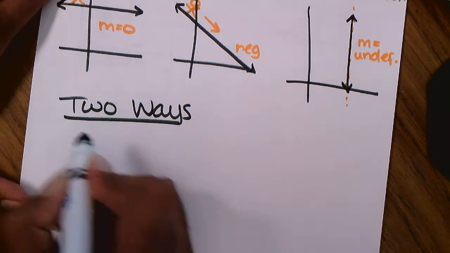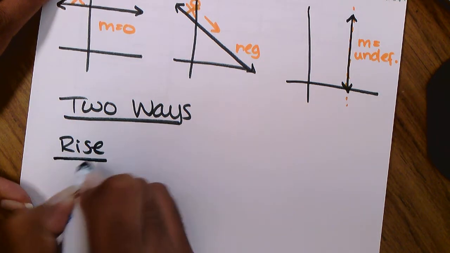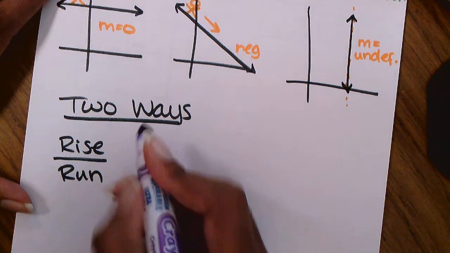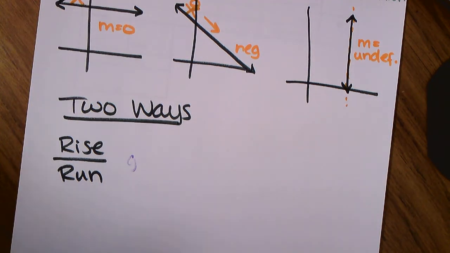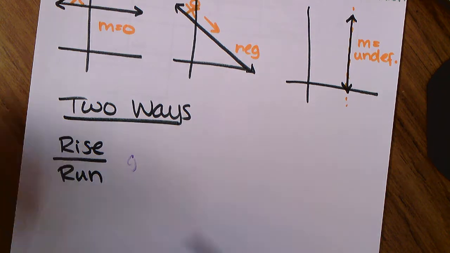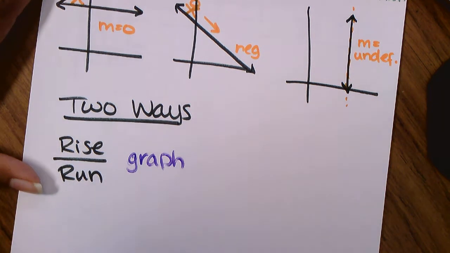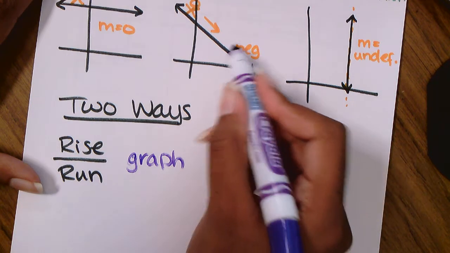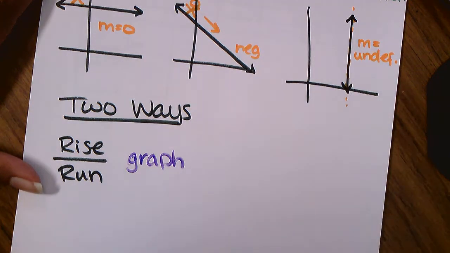So you might have heard of this one. You can do rise over run, right? And this is best for graphs, okay? This is best for graphs. Because it's really finding the vertical distance between 2 points and the horizontal distance between 2 points. So that's easier if you have a graph on a coordinate plane and you can just count your bunny hops up and count your bunny hops over.